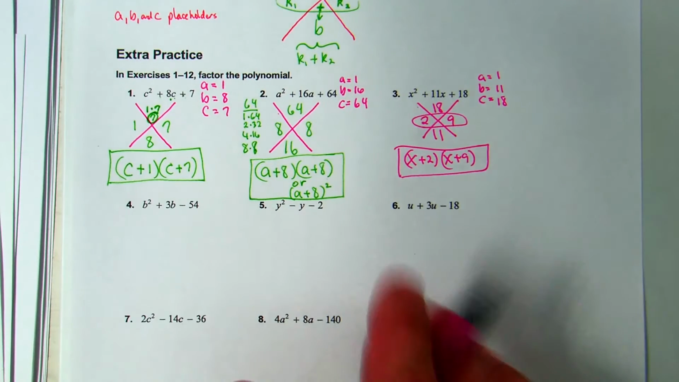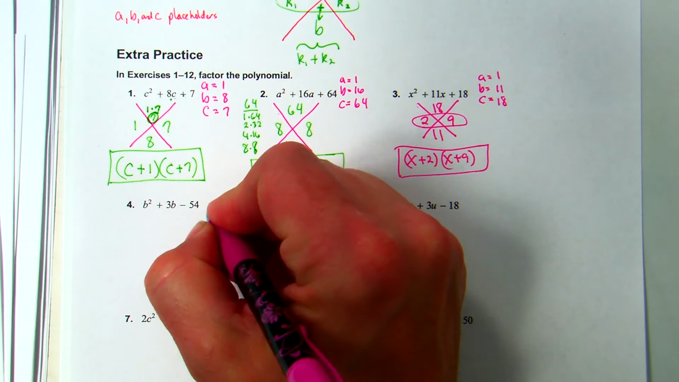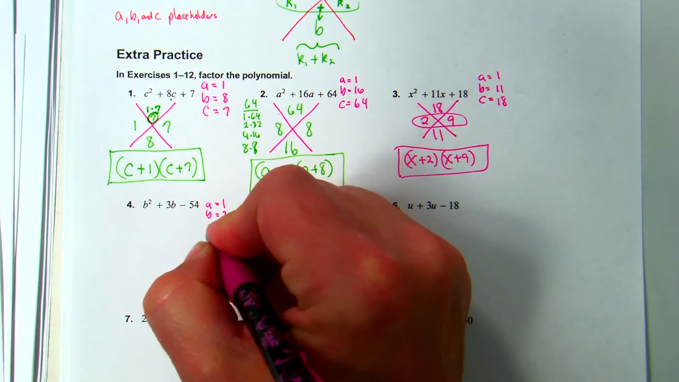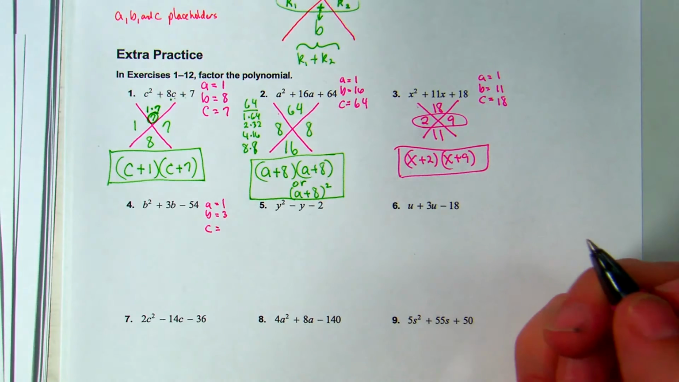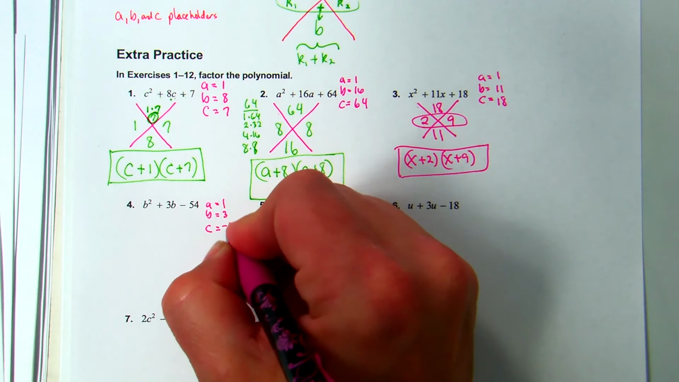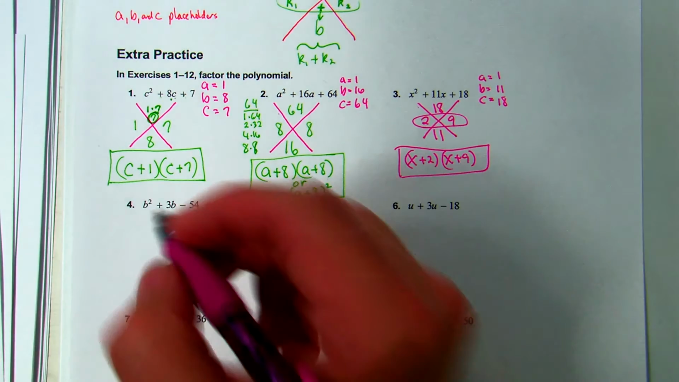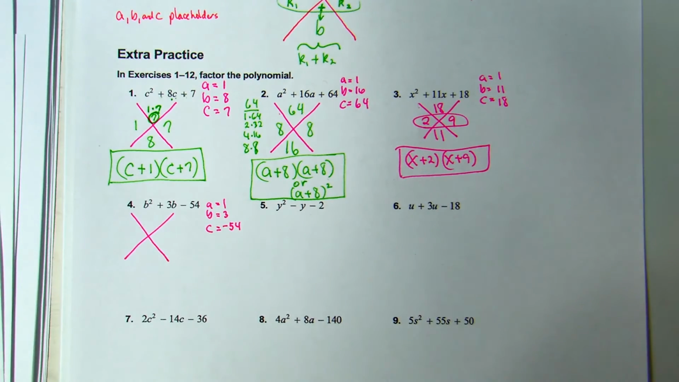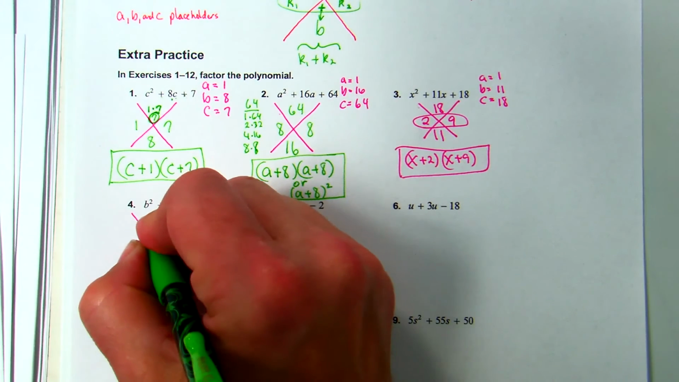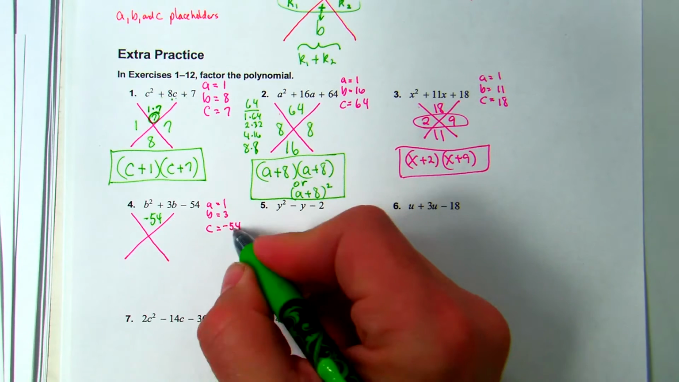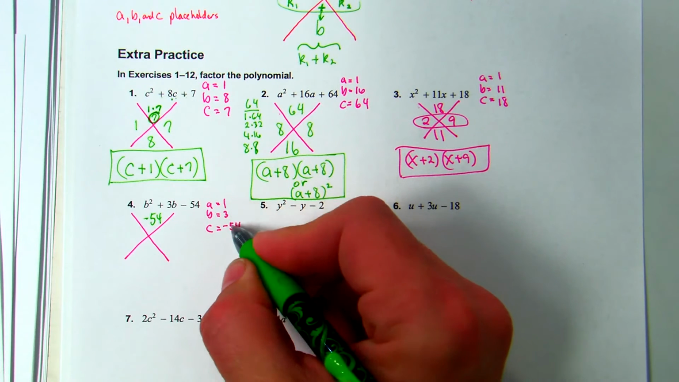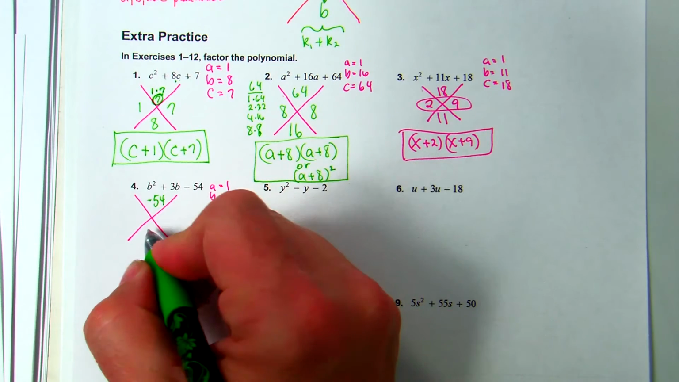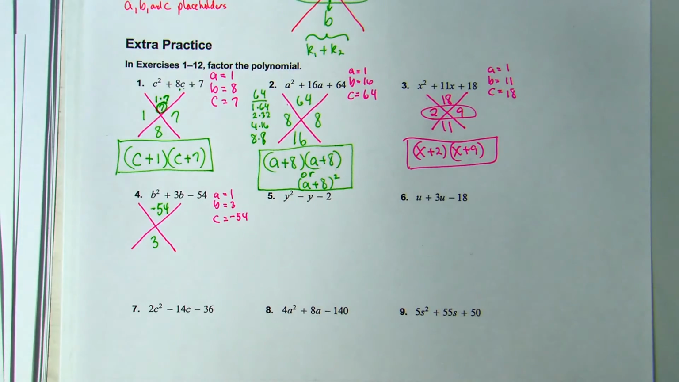Number 4, like we just mentioned, a still is a 1. B is 3, and C is negative 54. Okay, so now we're going to have to deal with a negative number. So let's draw the X, and let's talk about how to do that. The top is going to be a negative 54. It's my C times the A term, right? So it's negative 54 times 1, or just negative 54. And the bottom number is a positive 3.